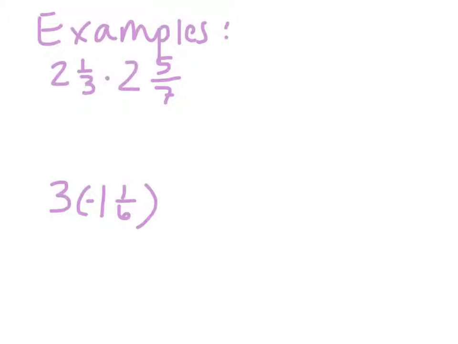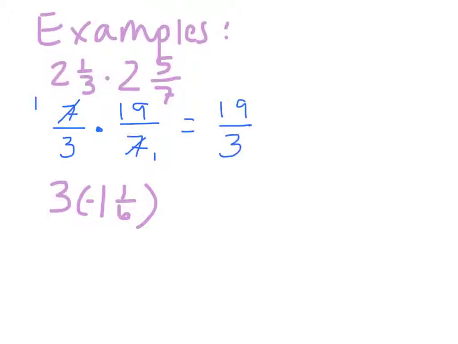All right, let's look at two examples. So 2 and 1/3. I'm going to do 3 times 2 is 6, plus 1 is 7/3, times 2 times 7 is 14, plus 5 is 19/7. I can cross-simplify my 7s, divide them both by 7, and I get 19/3. 19/3 is an acceptable answer. If you prefer to change it to a mixed number, that's fine. It would be 6 and 1/3. But 19/3 is an acceptable answer, or 6 and 1/3. You just have to make sure they're simplified.